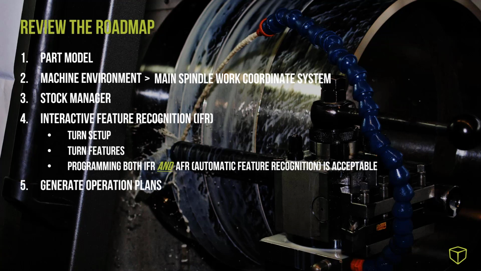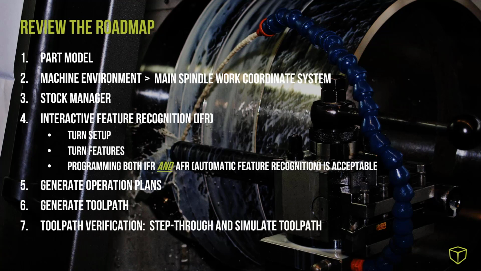Generate operation plans from valid machinable turn features, then generate toolpath to see how each cutting tool is used for that specific operation. We will check our toolpath by using step-through toolpath and simulate toolpath. And finally, post-process. Review and, if necessary, edit our NC code.